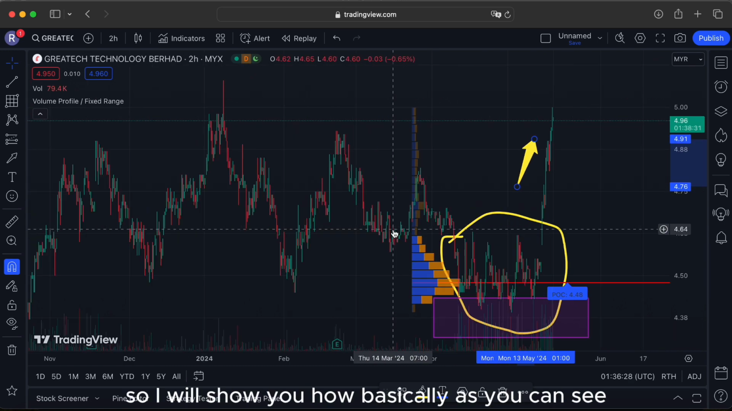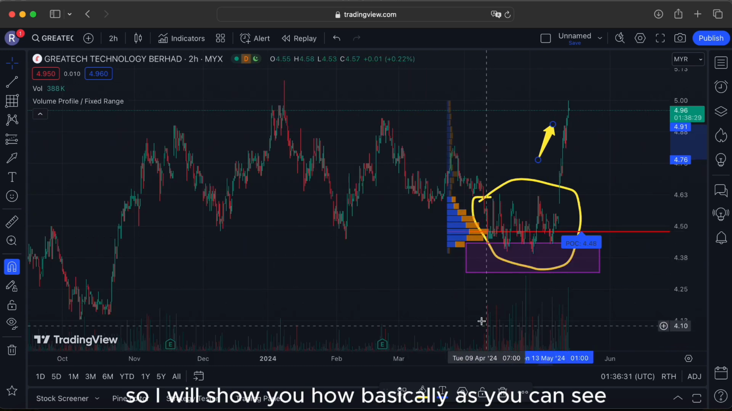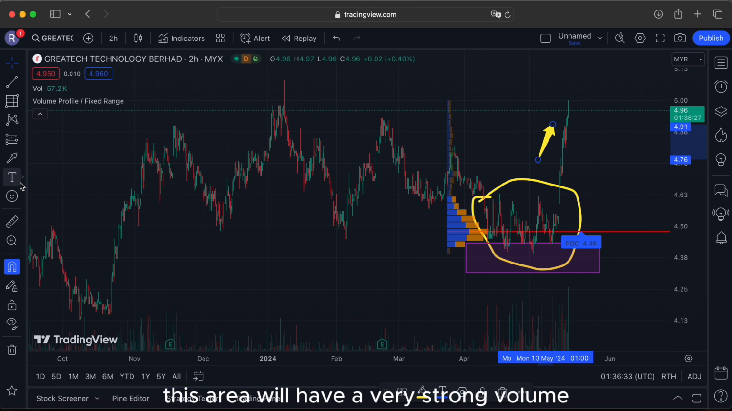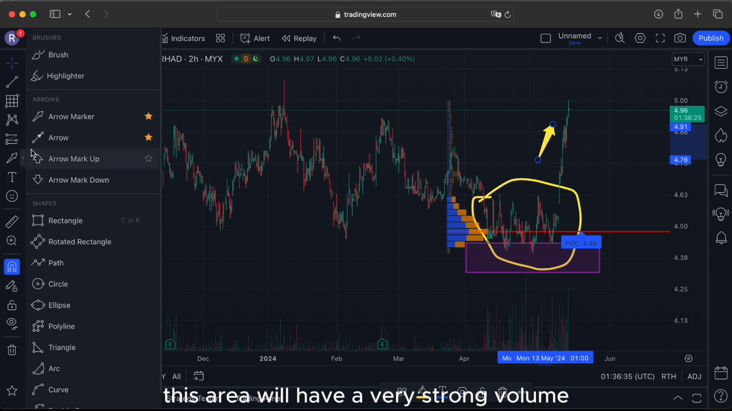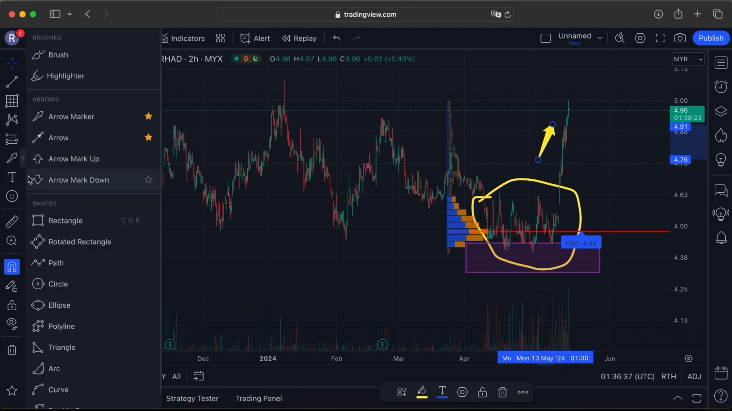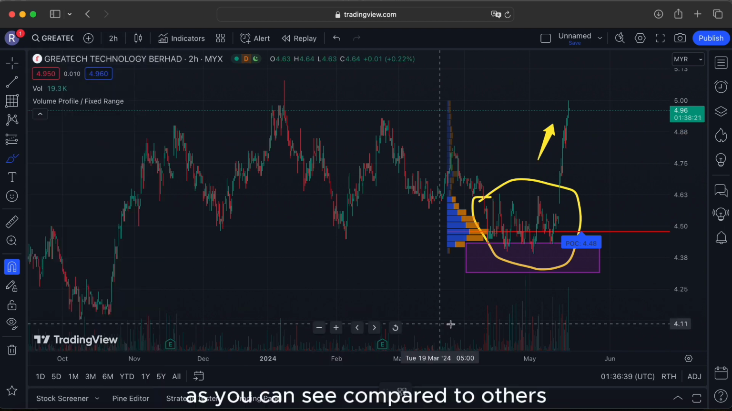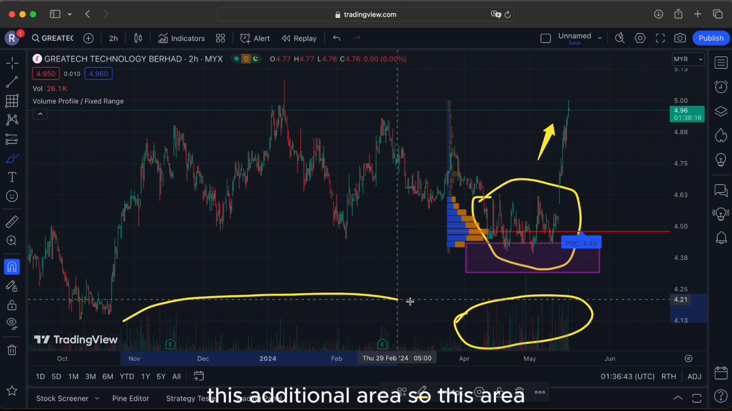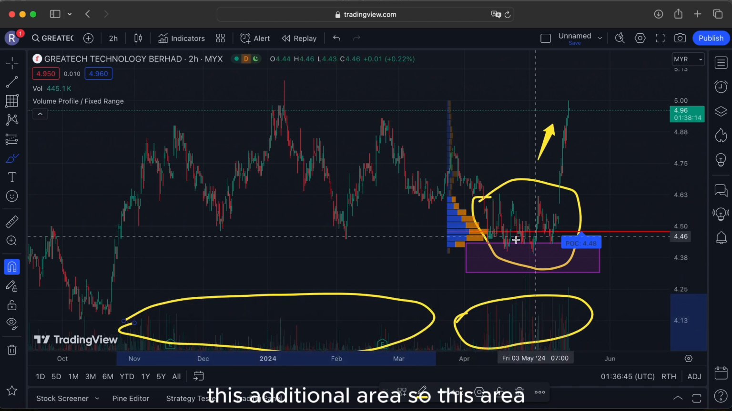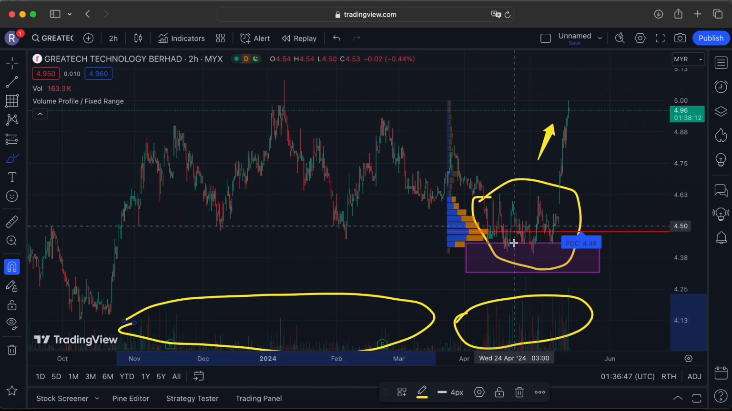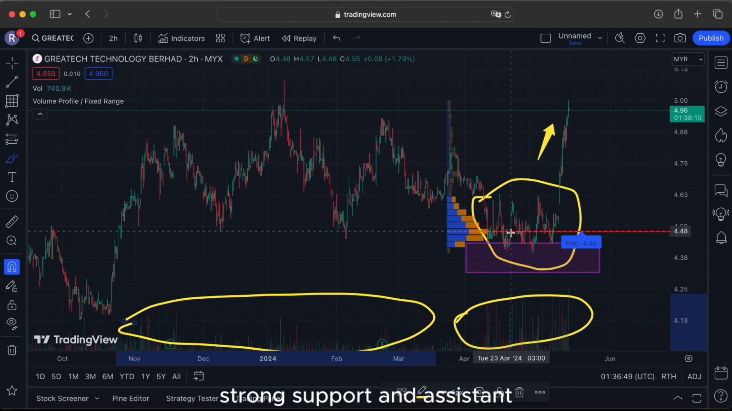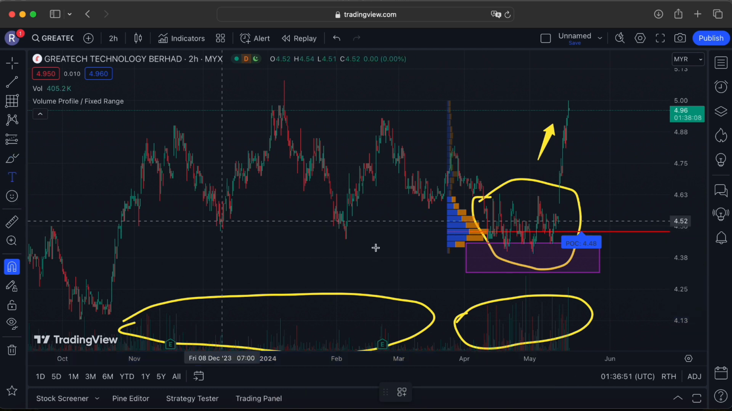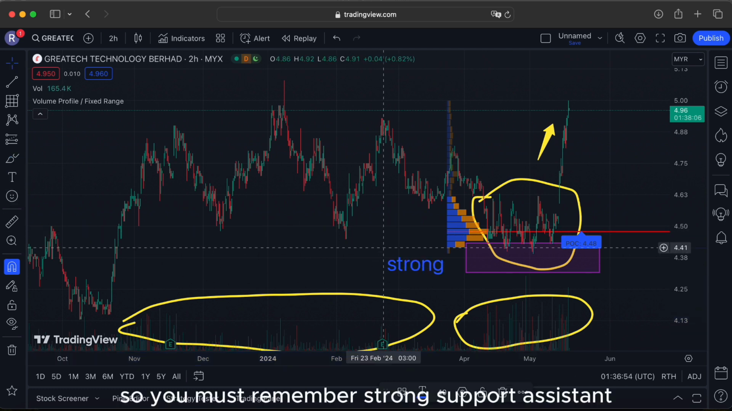So I will show you how. Basically, as you can see, this area will have a very strong volume compared to others, this additional area. So this area, strong volume, strong support and resistance. You must remember, strong support, resistance.